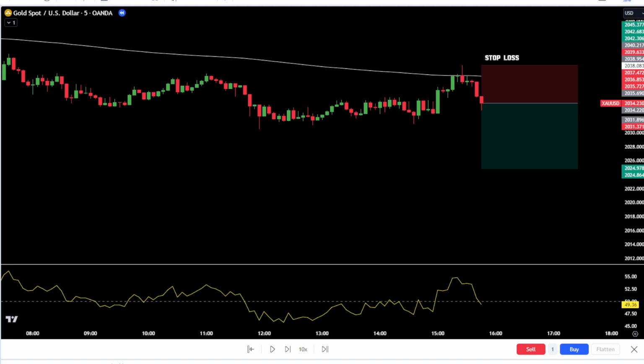Place the stop loss at the most recent swing high. Then, use a take profit target with a risk-reward ratio of 1 to 1.5.